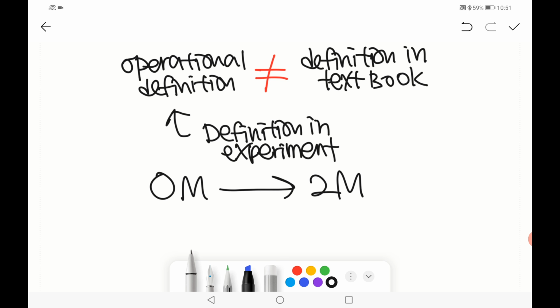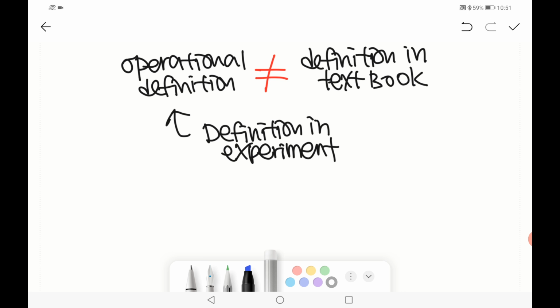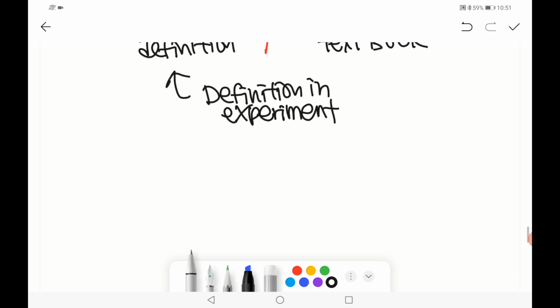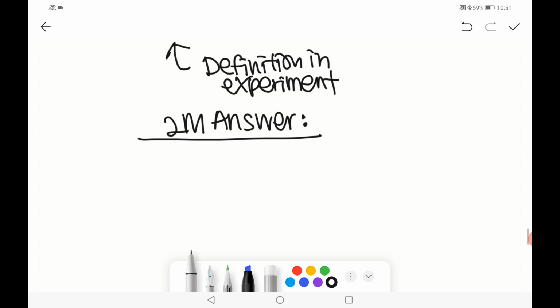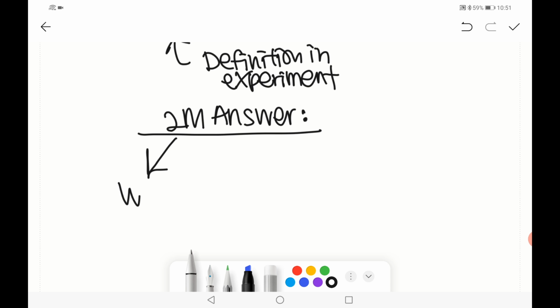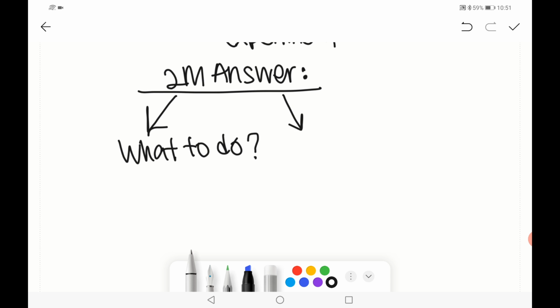So how to get 2 marks for operational definition? Actually, it's very simple. This is a 2 mark answer. To get 2 marks, you need to tell people 2 things only. The first thing, you must tell people what to do, what you need to do in the experiment. Number 2, you must tell people what you will see. What you will see means the result. Just tell people what you need to do and what you get as a result, that is good enough.